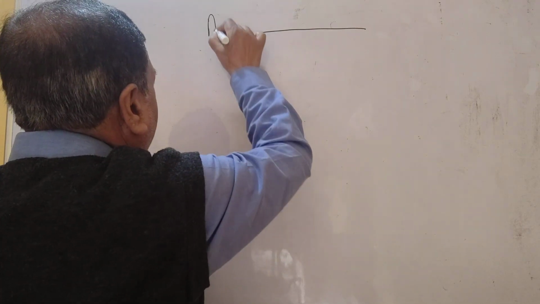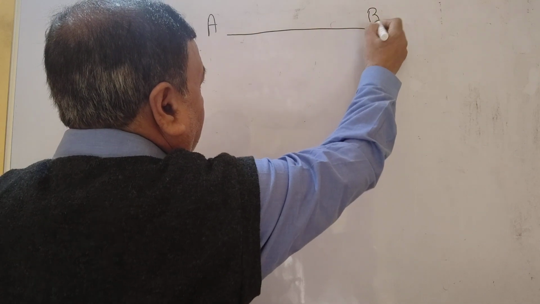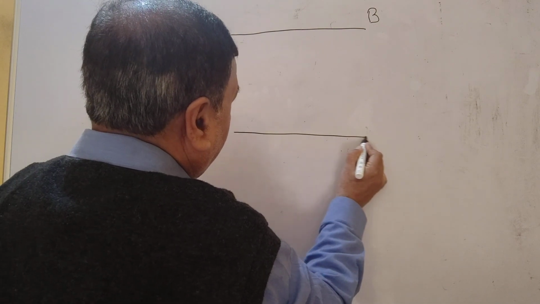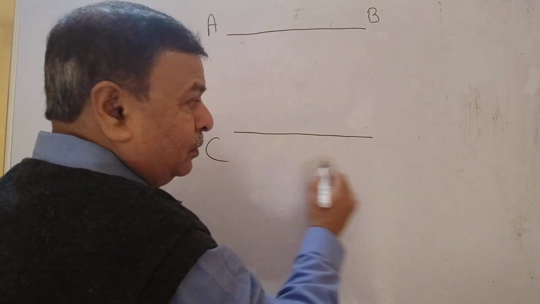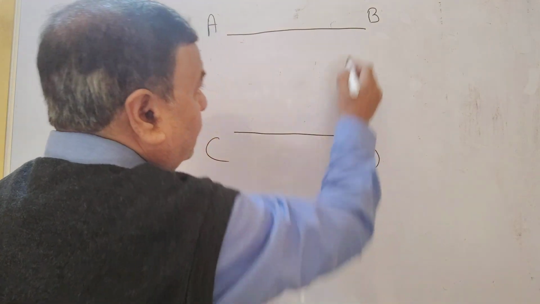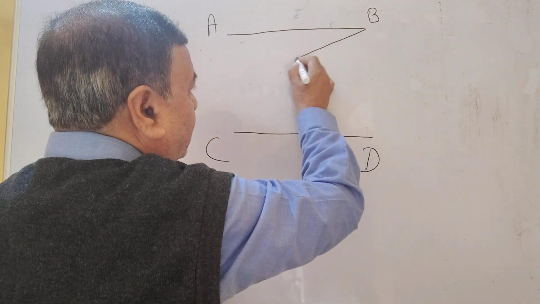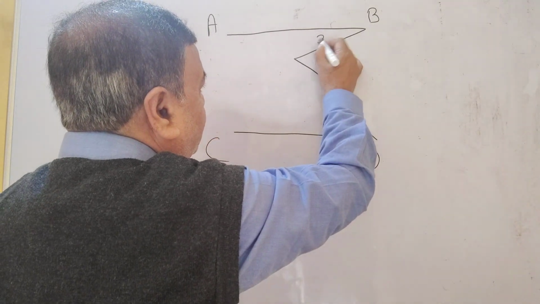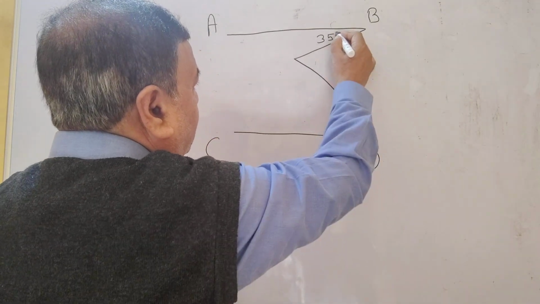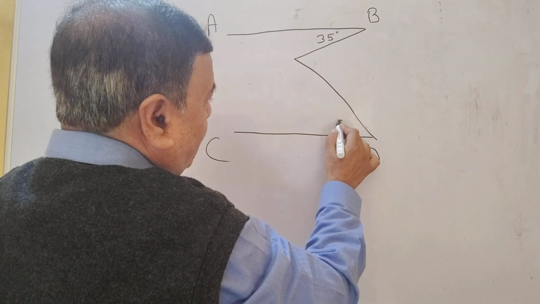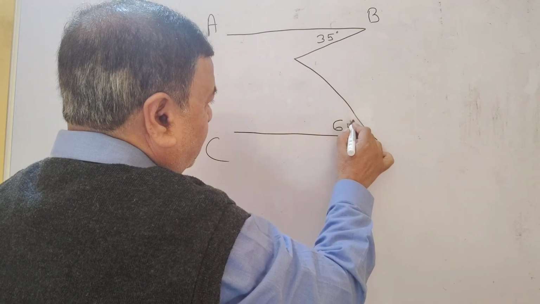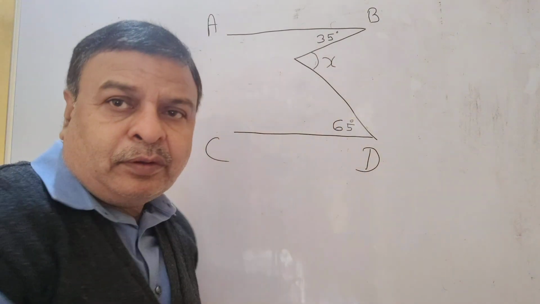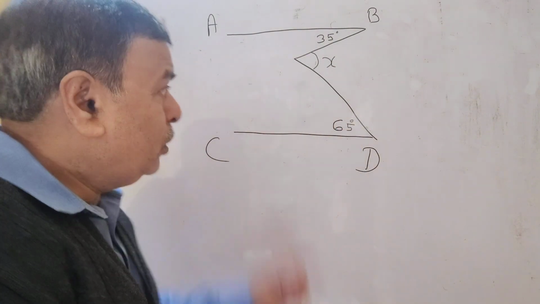this is AB and this is CD. AB and CD are parallel. Now there is a line like this and like this. This angle is 35 degree and this angle is 65 degree. You need to find this x. Clear? Now how to solve this?